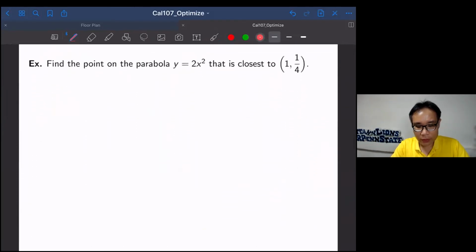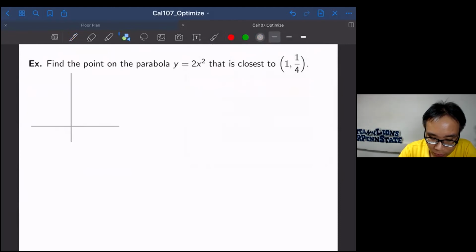The next one is a geometric problem again. We would like to find the point on the parabola y equals 2x squared that is closest to the point (1, 1/4). If you draw the parabola, you get y equals 2x squared. It's going to be this guy. And we would like to find the point closest to (1, 1/4).